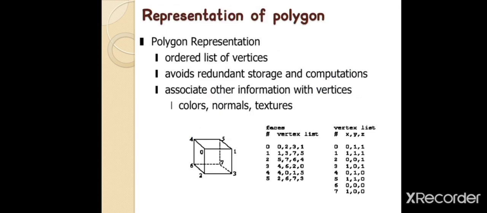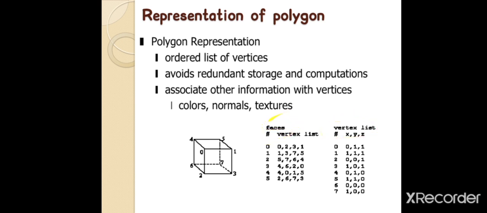Here is the representation of polygons. Even though it is not part of the syllabus mentioned, you should still know all these concepts. The first way is representing a polygon as an ordered list of vertices. It avoids redundant storage and computation. You can associate other information with the vertices, like color, normal, texture. So here one cube is given. If we want to store it, it can be stored as faces, or it can be stored as a vertex list.